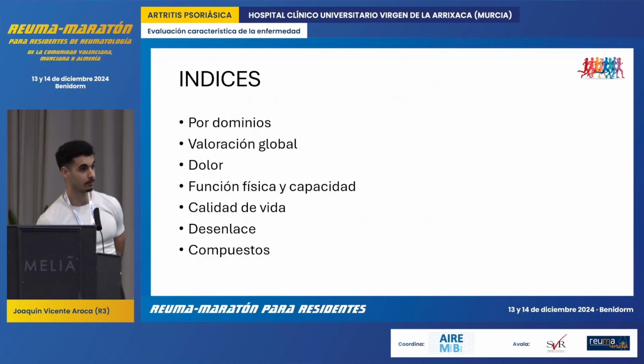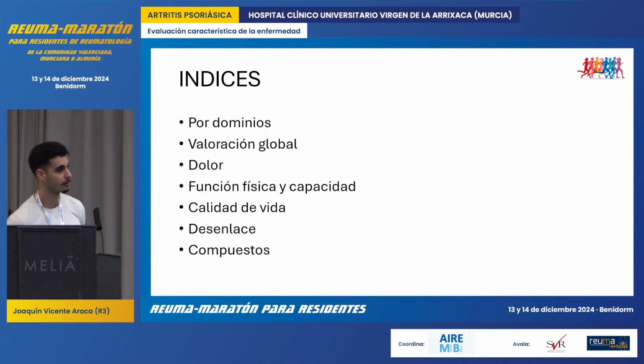Regarding the indices, as I mentioned earlier, there are calculators, there are apps, we can find them online. There's no need to memorize what needs to be entered or the values. We can find all of that in these tools. We're going to look at domain-specific indices and we're going to look at global indices. And then other basic aspects regarding the state of the disease, which are also important for patients, such as pain, physical function and ability, quality of life, and later on, some outcome indices. Composite indices that are mainly used in research.